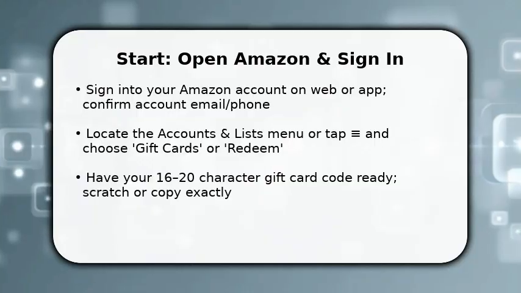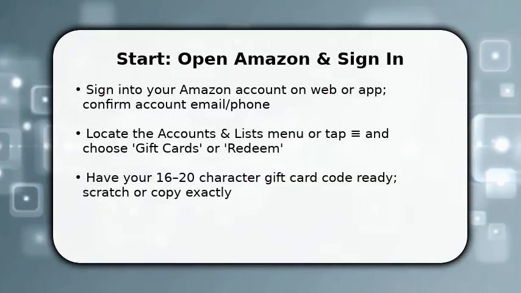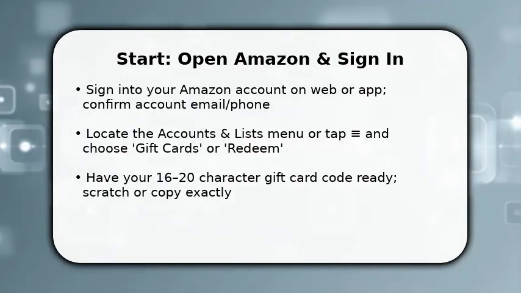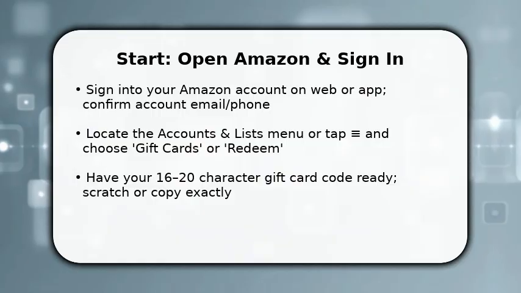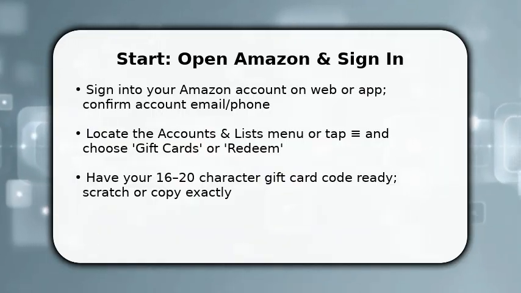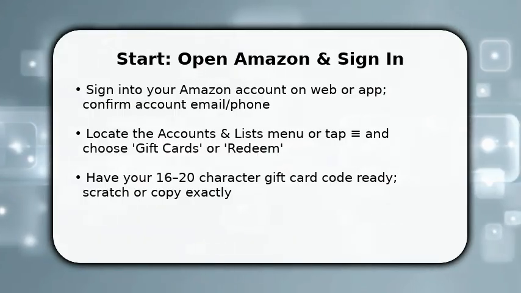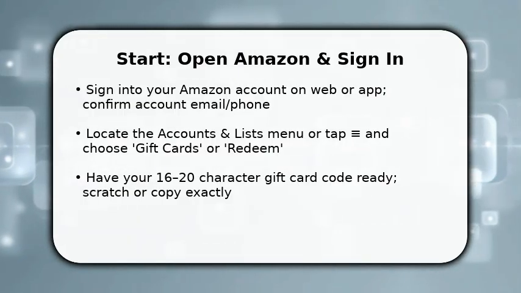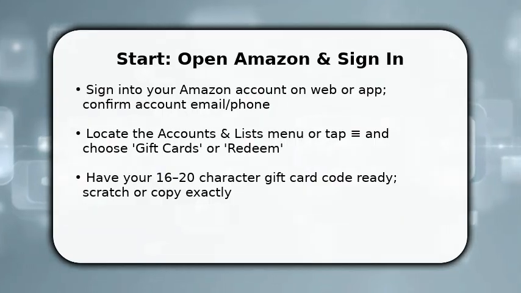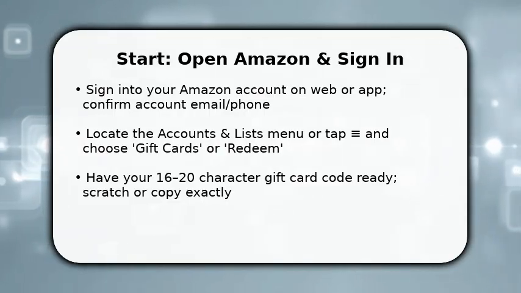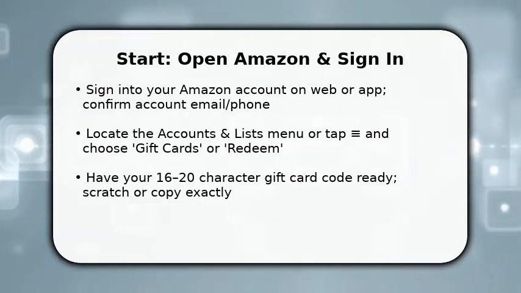You start by opening Amazon and signing in. This ties the balance to your account immediately. Once signed in, navigate to Accounts and Lists on desktop or tap the menu icon on mobile and choose Gift Cards or Redeem. Make sure you have the 16 to 20 character code visible, scratch off, email, or screenshot, because exact characters matter. Entering early prevents checkout delays and ensures the value is stored.